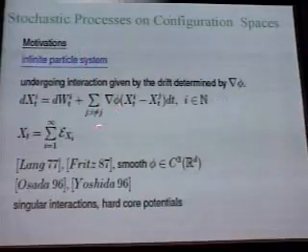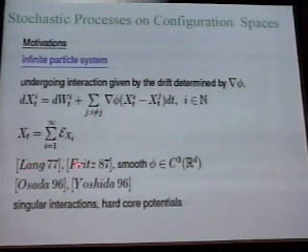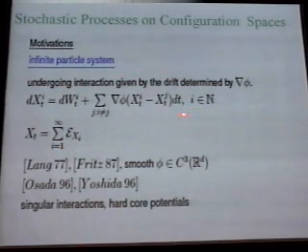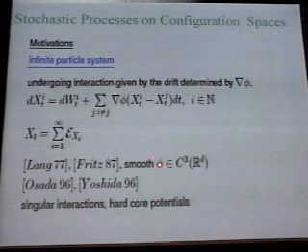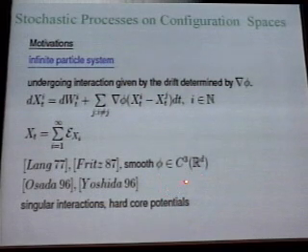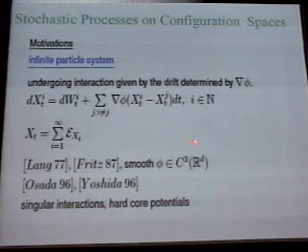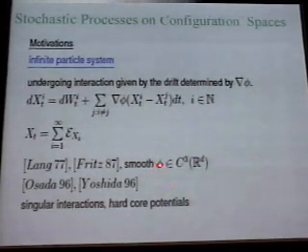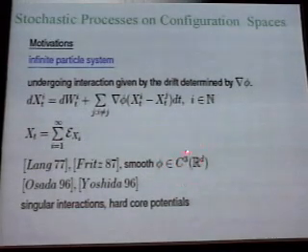Previously, Lang and Fritz worked with this infinite particle system. They can only use a smooth function phi as the drift, so phi must be at least C3 in R^d. Of course, physicists don't like this because it is not realistic in physical situations. It is very difficult to only use smooth functions.